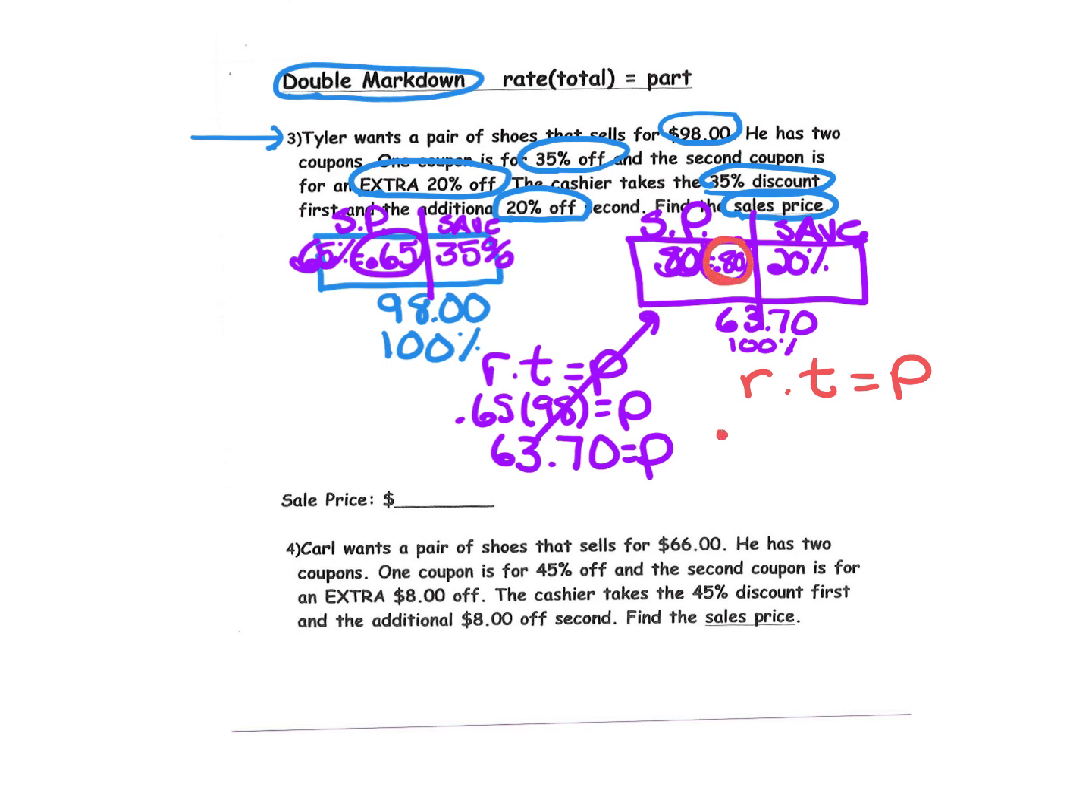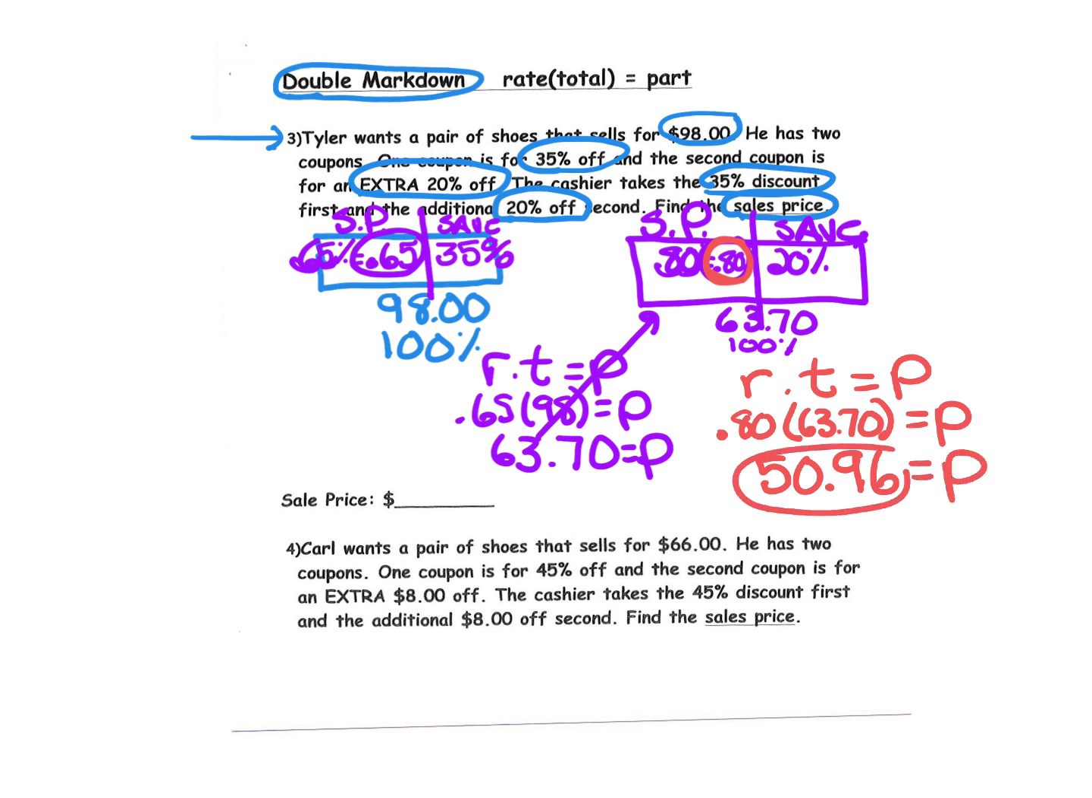We have to pay 80 cents of every dollar, and we're going to multiply that by 63.70. So let's begin. 0.80 times 63.70. The second sale price drops to $50.96. That is the answer to question number 3.